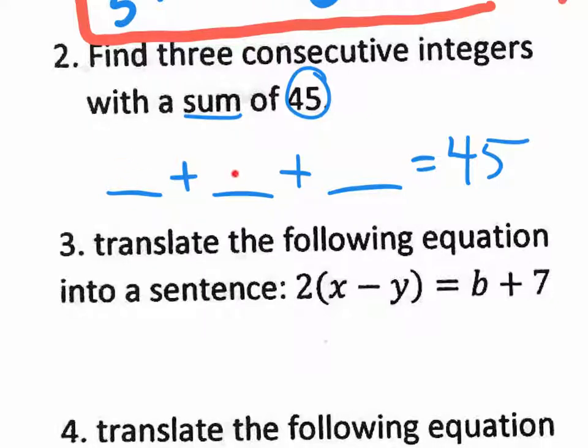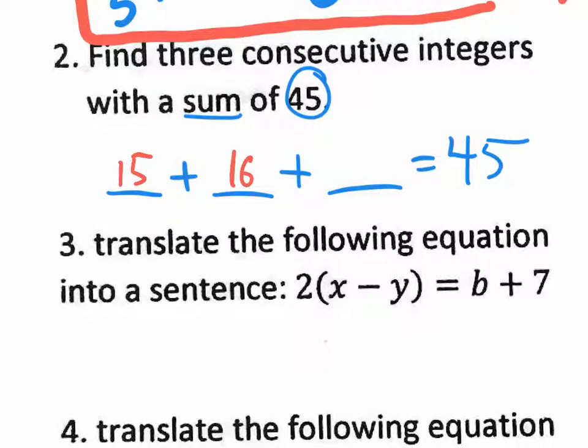Now, since we have 3 numbers, let's think about kind of like dividing 45 by 3. That would be roughly about 15 or so, right? So if you tried 15, 16, and 17, would that do the job? Let's just see. Let's just try it out.